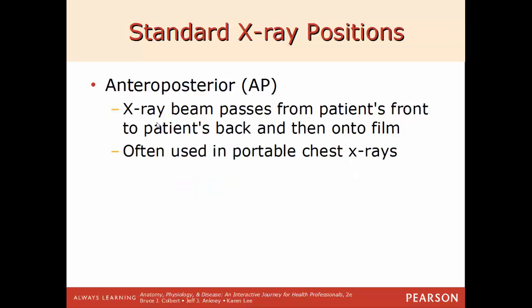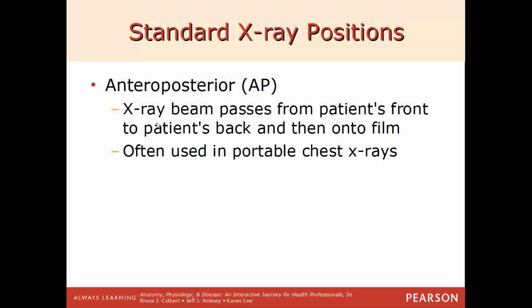Opposite of that would be the AP position, antero-posterior. You're putting your back against the film or against the column and getting the front of your chest X-rayed. The X-rays are going from the front of you, the anterior portion, through you to the posterior section. So it's going into your chest and then out of your back. That's why it's antero-posterior. And this is the position often used for a portable chest X-ray.